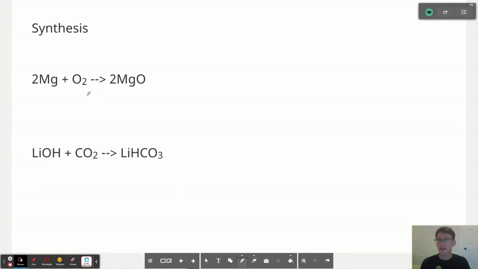In a synthesis, think putting together. So here's an example. We have magnesium and oxygen forming magnesium oxide. Notice that we have 2 elements yielding 1 product that's a compound. And I'll just note that this is 1 product, just as here below, we also have 1 product.